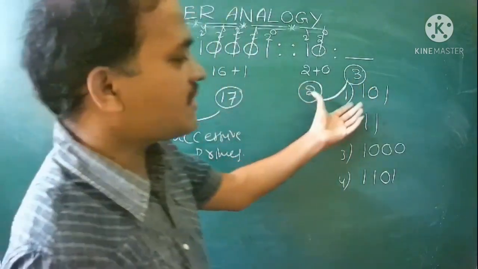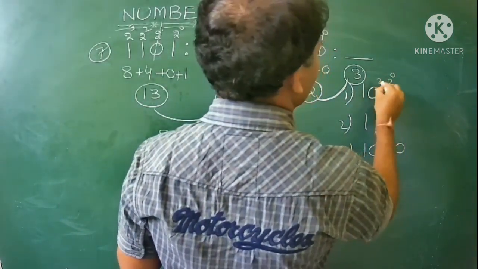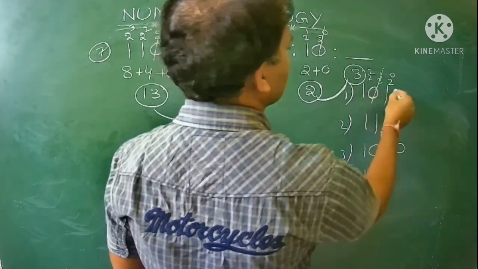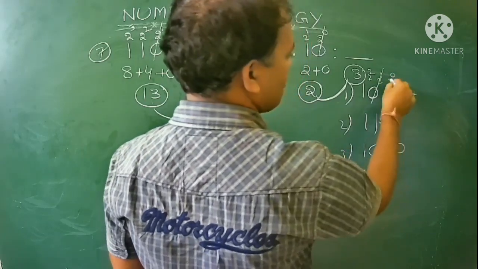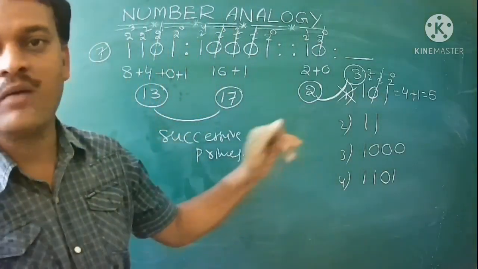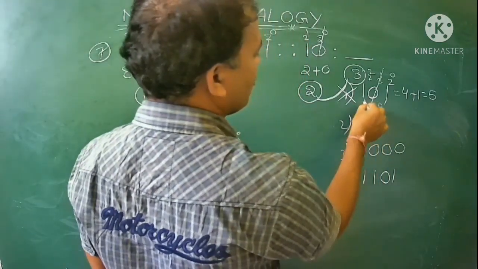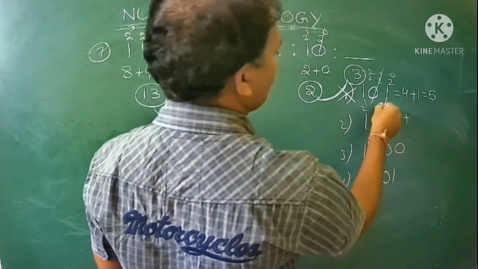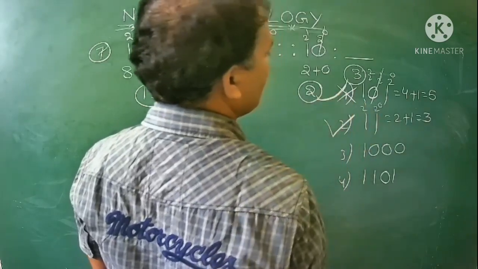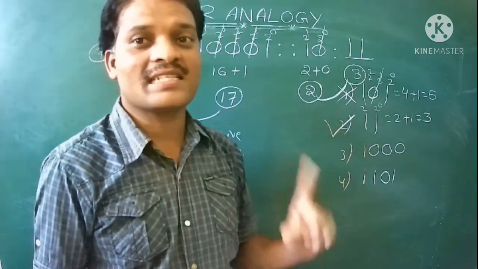So in which option will we get 3? We need to observe. First option, option 1: apply 2 power of 0, 2 power of 1, 2 square. The 0 cancels, 2 square is 4, 4 into 1 is nothing but 4, plus 2 power of 0 is 1, 1 into 1 is nothing but 1, so 5. So option 1 is wrong. Next go for option 2: 2 power of 0, 2 power of 1, 2 power of 1 into 1 is nothing but 2, plus 2 power of 0 into 1 is nothing but 1, so 2 plus 1 is nothing but 3. So option 2 is correct, that value will become 11. So this is about the binary method. Clear?